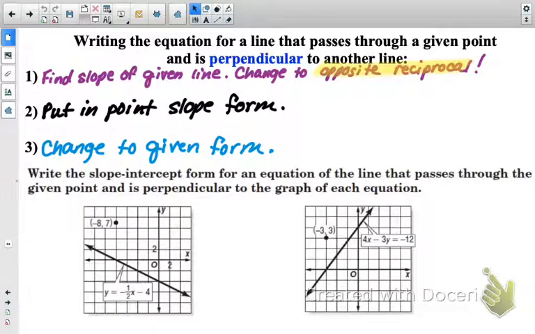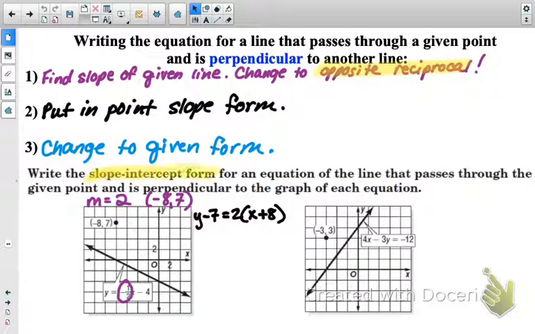All right, so first example, we've got our line, -1/2 x minus 4, and it needs to go through -8, 7. So first, I need to take the slope and make it the opposite reciprocal. So if I flip it and change the sign, it's going to be positive 2 over 1, which is 2. All right, and then it goes through -8, 7. Point slope form time.